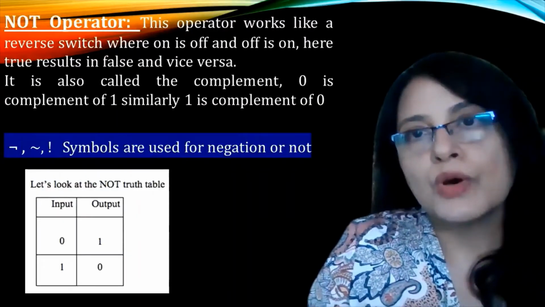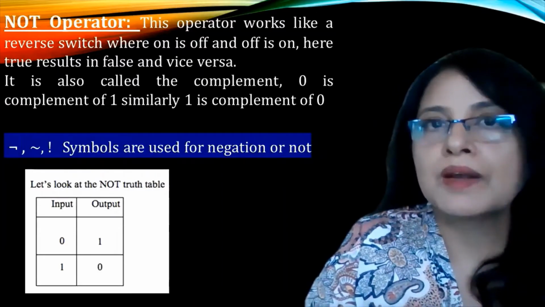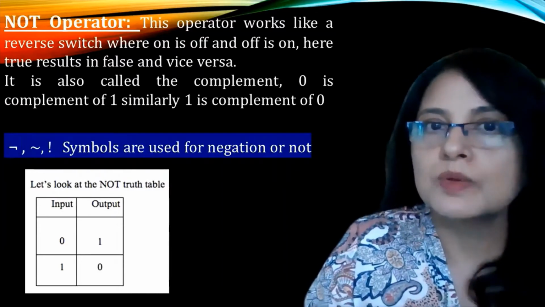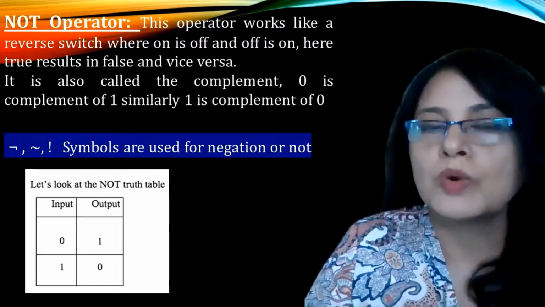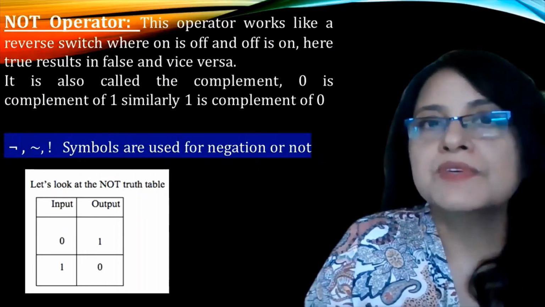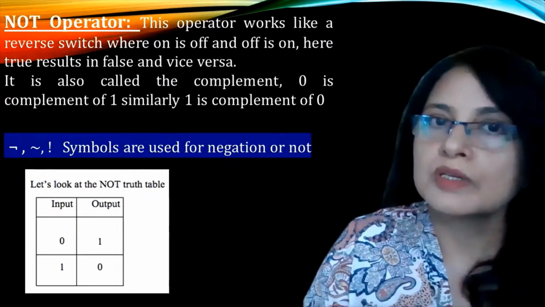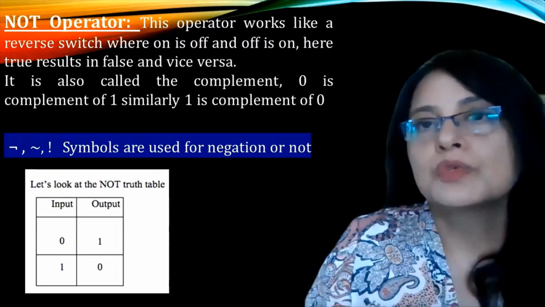We come to the NOT operator, which works like a reverse switch, where if you take a value 0, it is turned into 1, and 1 is converted into 0, basically the complement. And we use the exclamation mark or the negation or the tilde symbol to show NOT.